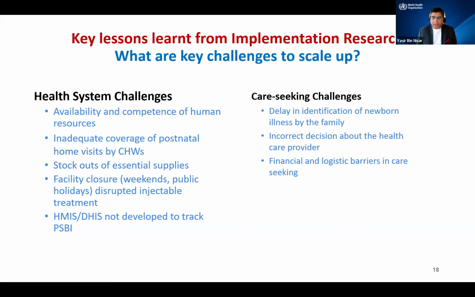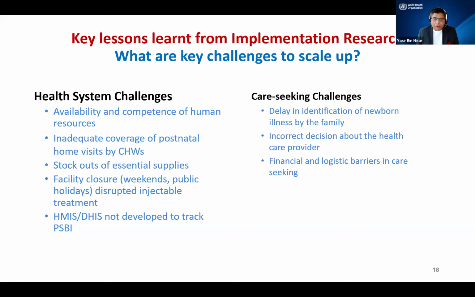But unfortunately, in many of the countries, we have seen that still the coverage of postnatal home care visits is on a lower side. Third is stock out of essential supplies, including the thermometers, the ARI timers, and the medicine, which was one of the key challenges we faced during the implementation of these guidelines. Fourth important is closure of facilities. We know that hospitals seldom close. They are always open 24/7. But these lower facilities usually close on public holidays and weekends. So that was another problem which we faced during the implementation of this guideline.